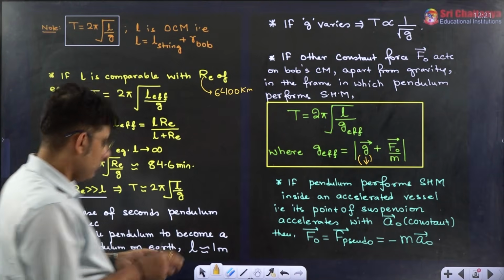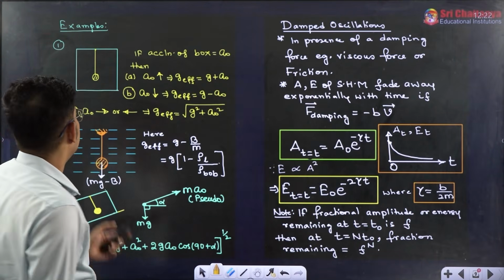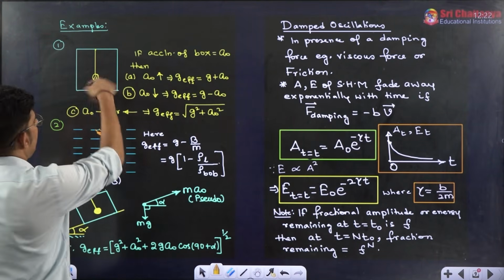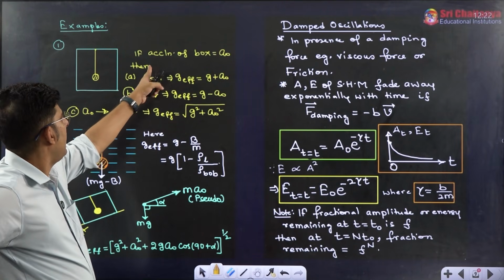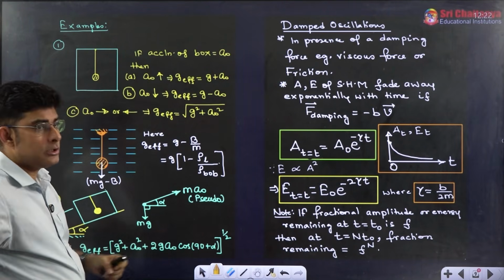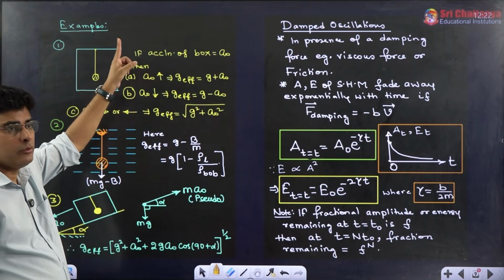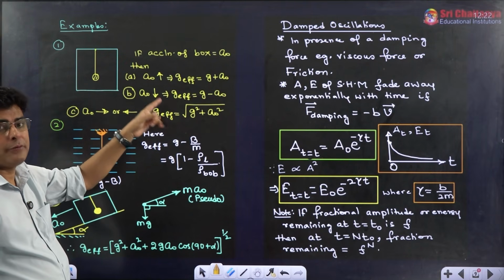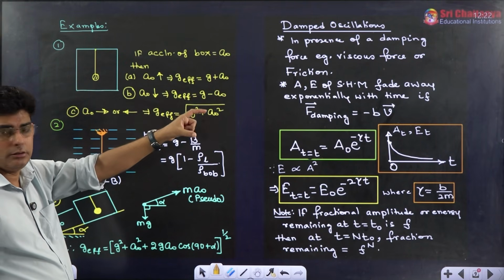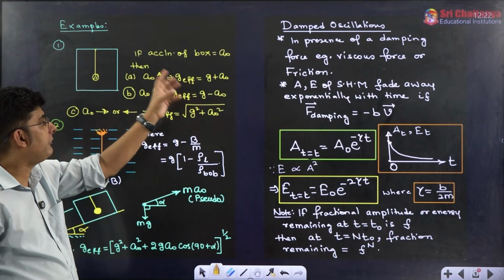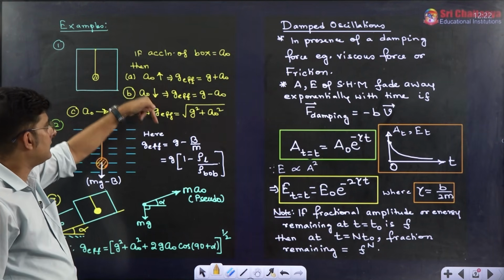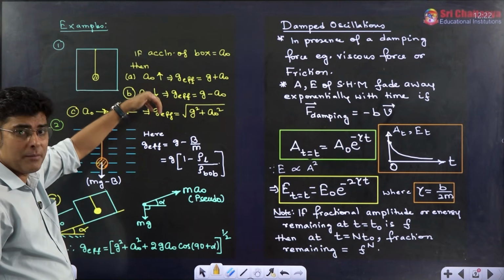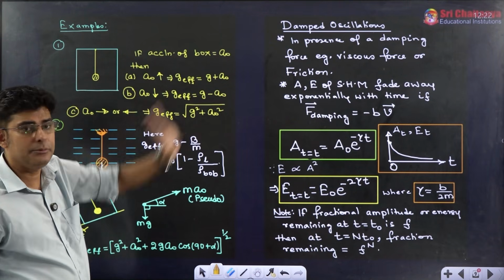Okay, so let's see some examples of this. For example, suppose this bob is inside a lift or a cart or box, and this box has an acceleration a naught. Suppose a naught is upwards, so pseudo force will be downwards. So you have to take g plus a naught, because g is also downward. I said the vector sum of g and F naught by m, so g is downwards and pseudo force by mass is also downwards. So you will get g plus a naught.